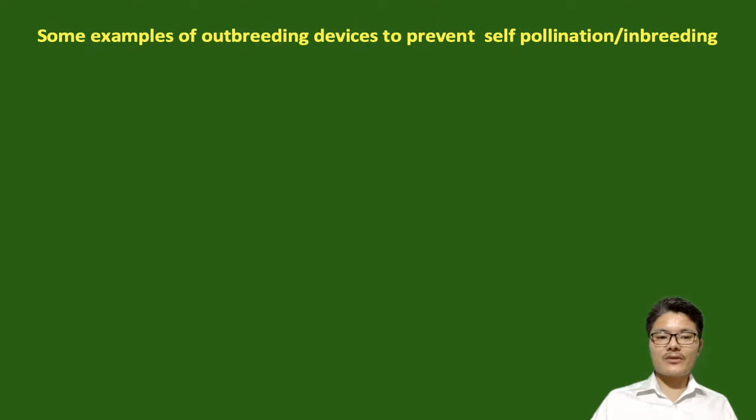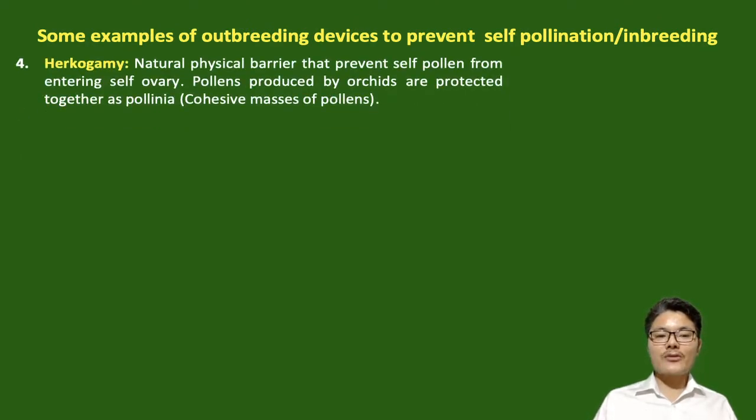The fourth one that we are going to discuss is herkogamy. Herkogamy is a natural physical barrier, a mechanism of separating pollen grains from the ovary by not allowing the pollen grains to enter. So there is separation of pollen grains from the ovary by preventing entry of pollen grains into the ovary. How is it prevented? Herkogamy usually occurs in case of orchids.